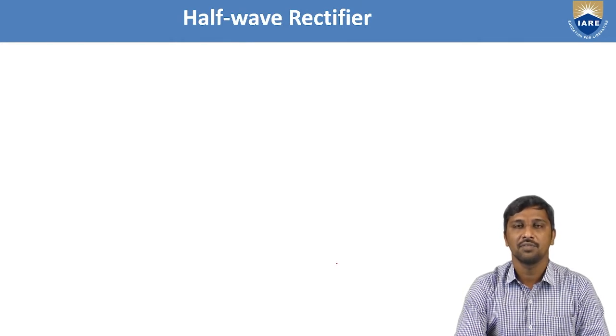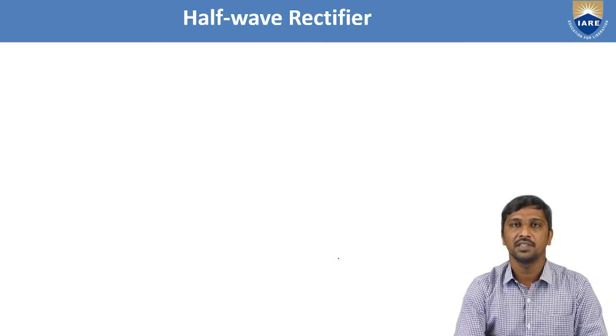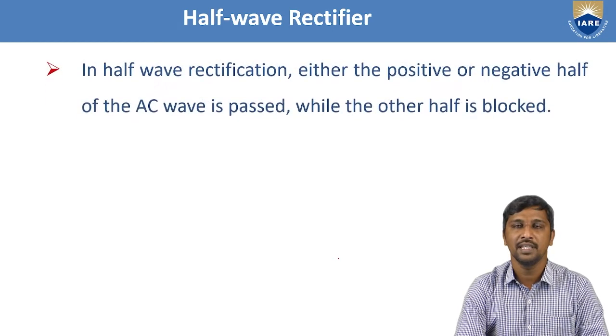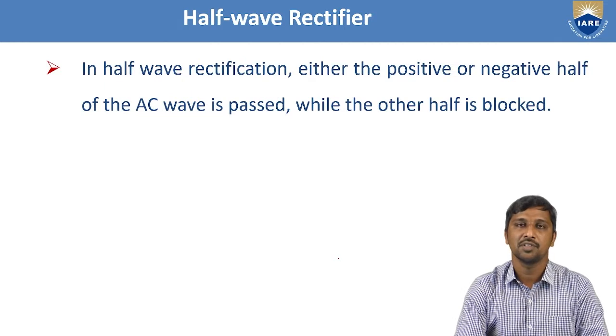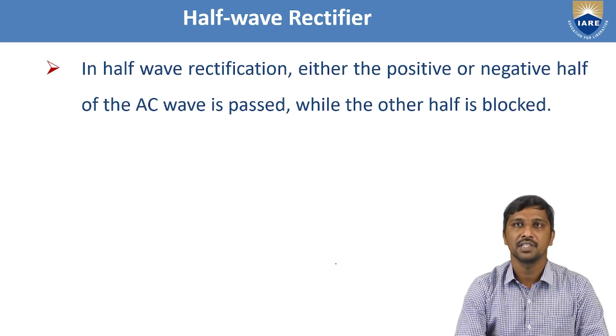Coming to the half-wave rectifier, we know that a rectifier is used to convert an AC signal to a pulsating DC signal. But the half-wave rectifier allows only one portion, either the positive portion or the negative portion, and the other portion is blocked by the given PN junction diode. Based on the utilization of the diode in the circuit, the half-wave rectifier allows only one portion and eliminates the other.